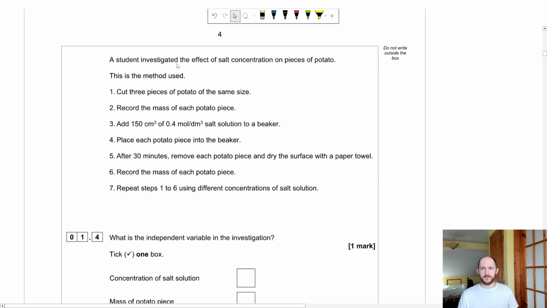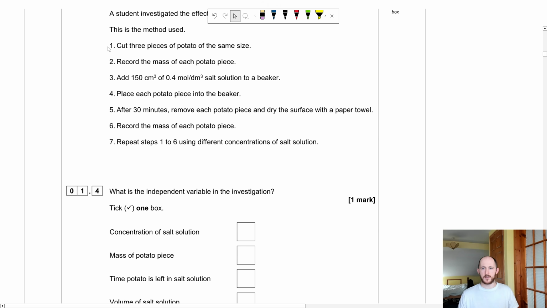And we have an investigation. The effects of salt concentration on pieces of potato. So they cut 3 pieces of potato of the same size. Same size means it's a control variable because they're controlling it. They record the mass. They add a salt solution into a beaker. They place a potato in it.